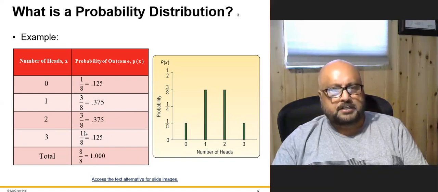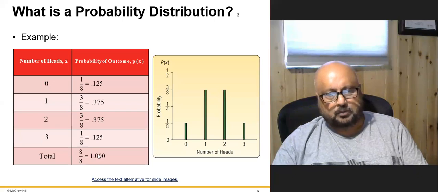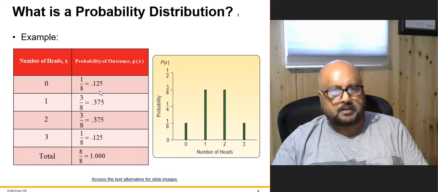But here, you see the total is 8. And the numerators for every ratio, you add them up. 1 plus 3 plus 3, 4 plus 3, 7, and 7 plus 1, 8. So 8 divided by 8 gives you 1. Even if you add these values, they will be equal to 1. So that satisfies the rule.